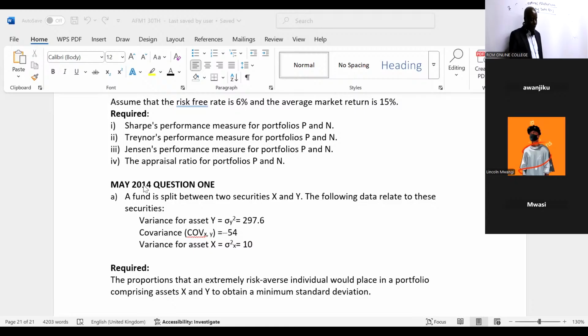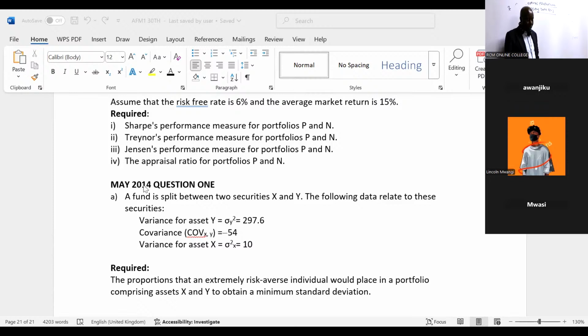May 2014, question number 1. If you've gotten that question, I would want us first of all to read it. A fund is split between two securities, X and Y. The following data relates to these securities.